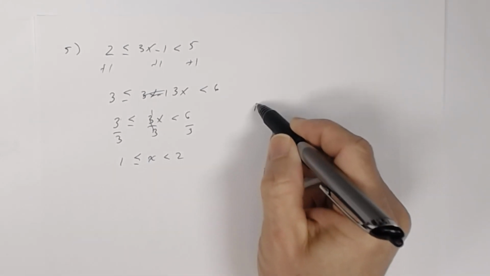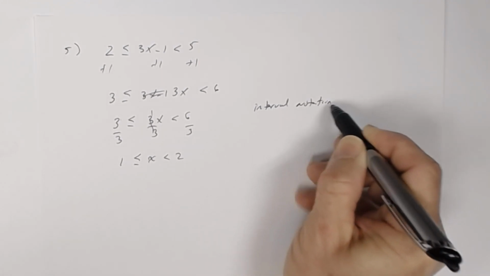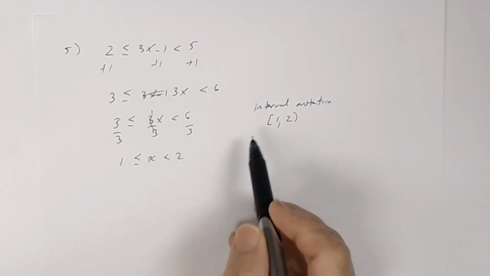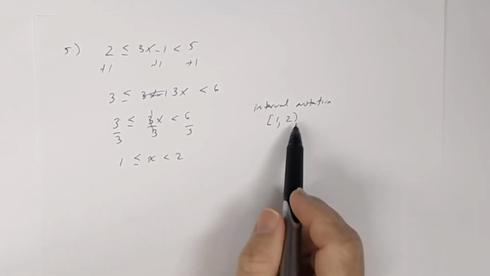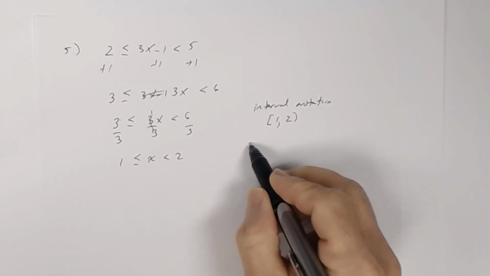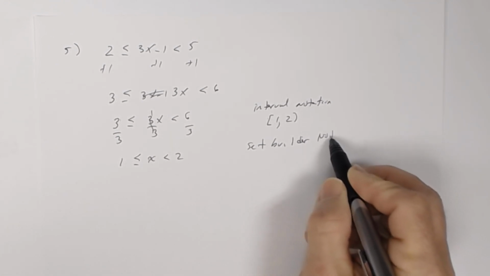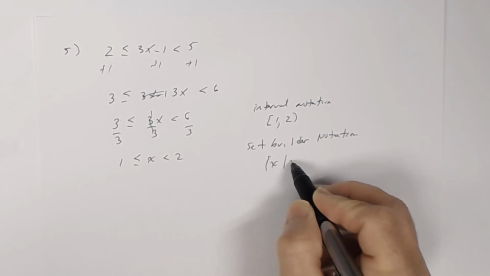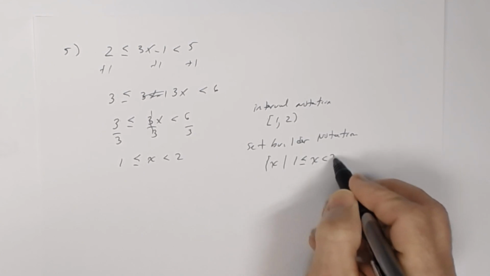So the interval notation will be from bracket 1 all the way to 2 with parentheses. So the bracket corresponds to the equal sign. So 1's a solution, so you need a bracket. 2 is not a solution, so you need parentheses. Okay, and then the set builder notation will look like this. The set of x's such that, and you just rewrite this over, such that 1 is less than or equal to x is less than 2.